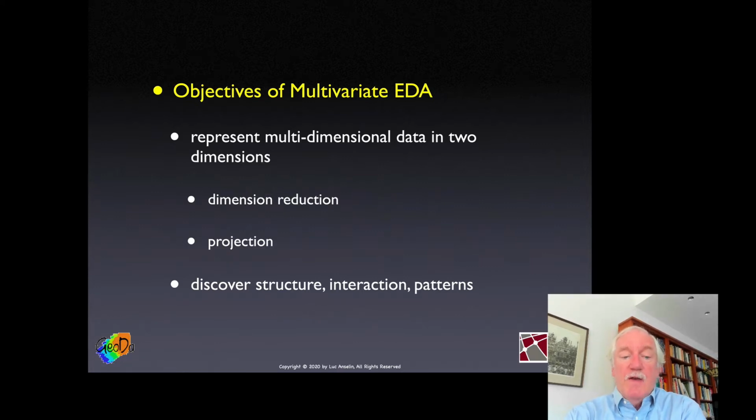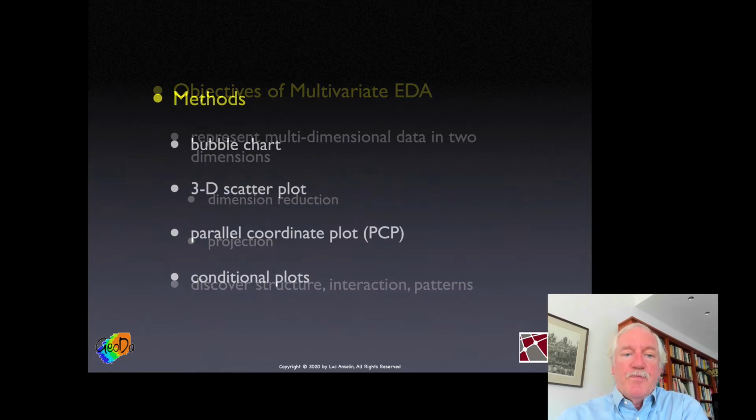So the purpose then, once we have devices, as I've been calling them, to represent these multivariate data points in 2 dimensions, is to find structure, interaction, and patterns between the data. Very much the same purpose as what we have with univariate and bivariate data, but with multiple variables, the importance of interaction among the variables increases.